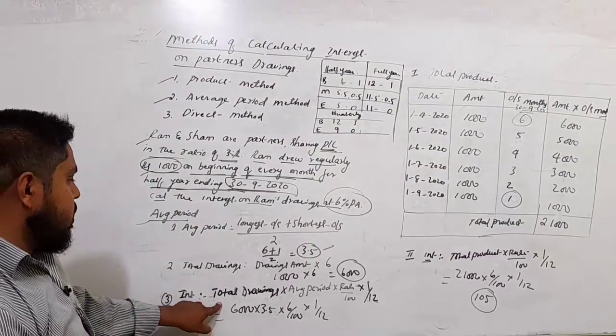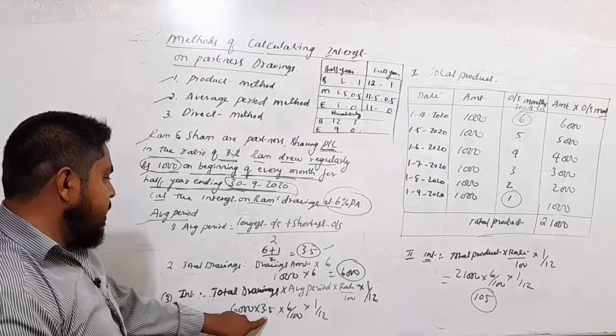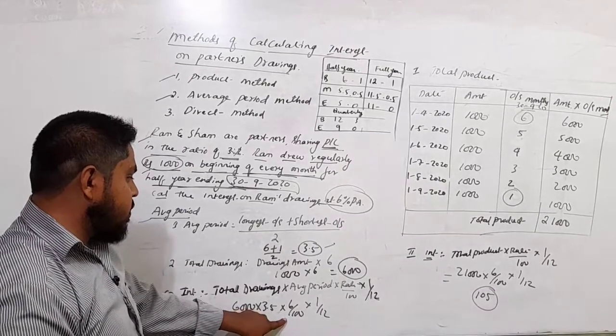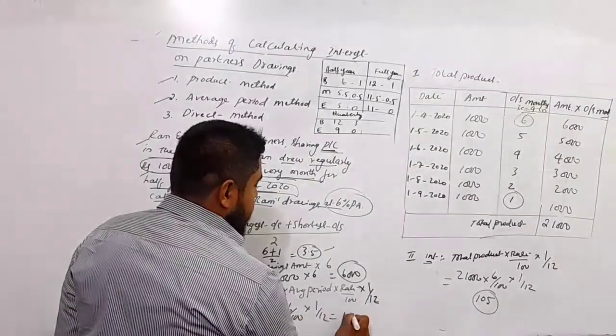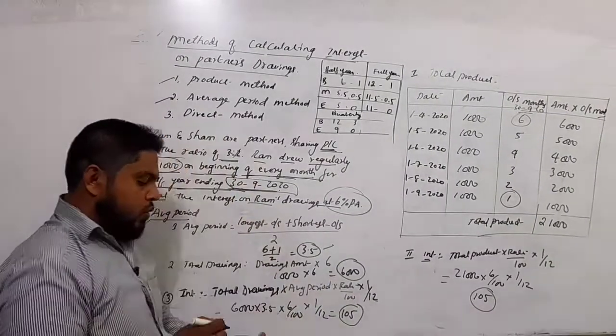Total drawings 6000, average period is 3.5, the rate of interest 6 by 100 into 1 by 12. So the answer is the same. So 105.